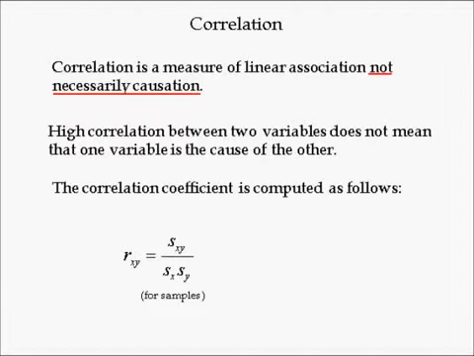The sample correlation coefficient is computed by dividing the sample covariance, S sub xy, by the product of sample standard deviations, S sub x and S sub y. The population correlation coefficient is computed by dividing the population covariance, sigma sub xy, by the product of population standard deviations, sigma sub x and sigma sub y.